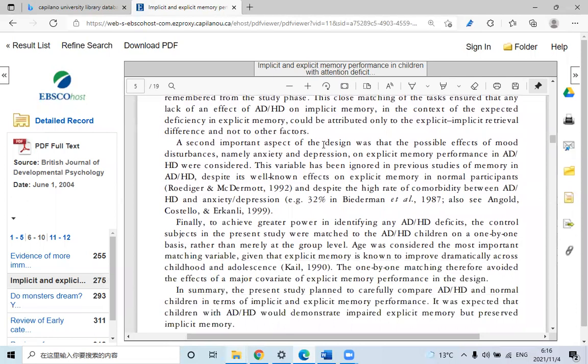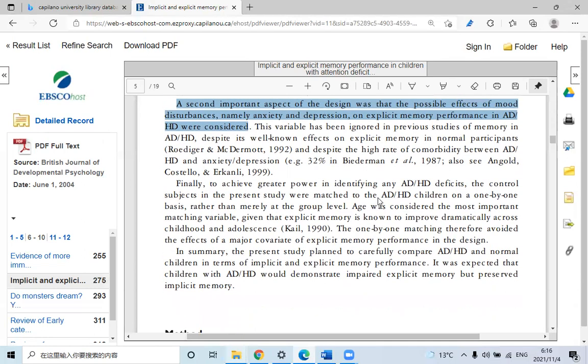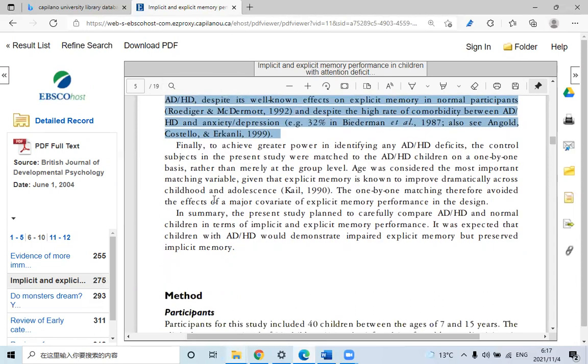The second important aspect of design was that the possible effects of mood disturbances, namely anxiety and depression, on explicit memory performance were considered. Yeah, this is another issue they are investigating. They are investigating anxiety and depression, how these conditions affect memory, particularly explicit memory. This part is not my main concern. My main interest is on the difference between implicit memory and explicit memory. So I'm not going to focus on this topic.